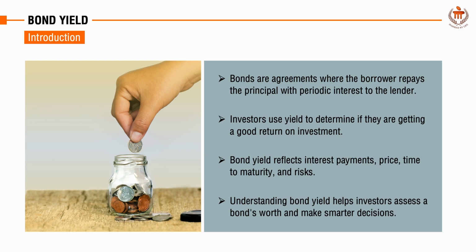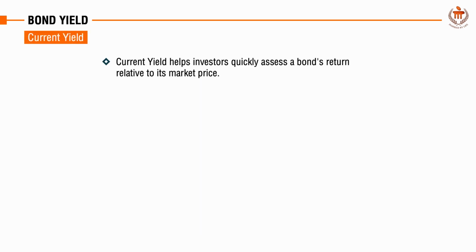In this session, we'll discuss various concepts like assessing the returns from a bond and interaction between a bond's price and its yield. Let us now understand the bond yield measures. The bond yield measures are categorized into two parts. They are current yield and the yield to maturity.